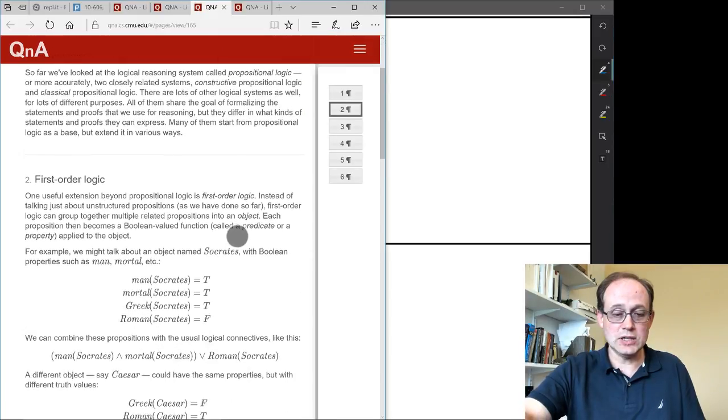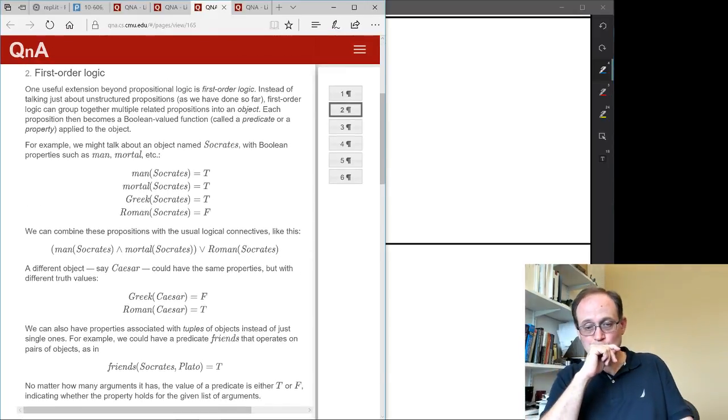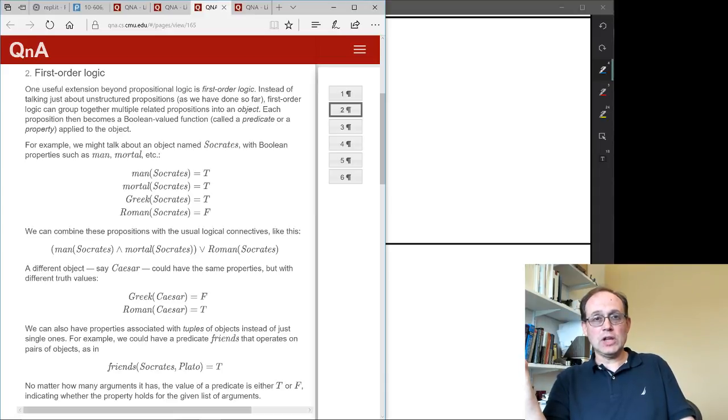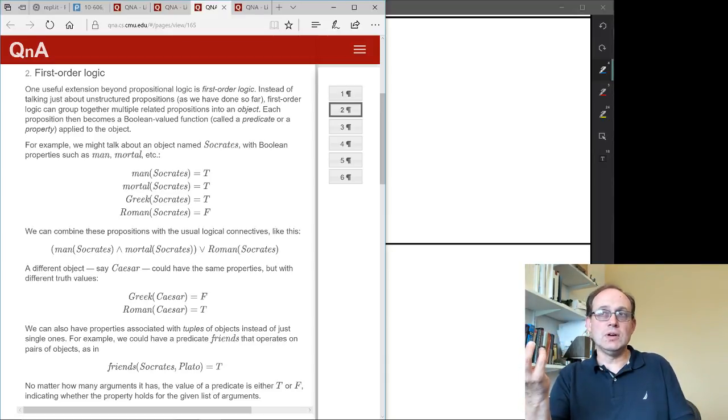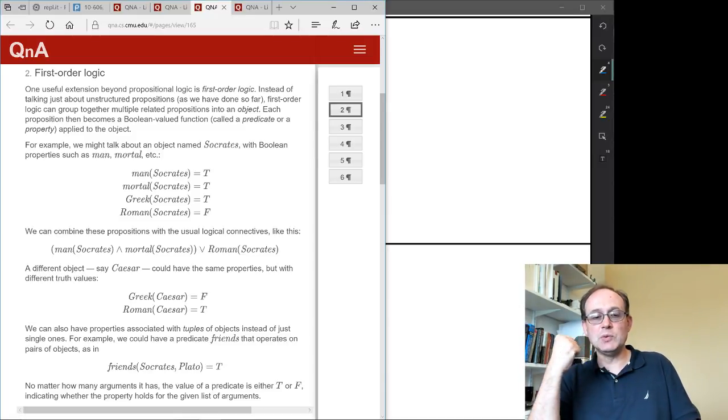So the first one is first-order logic. So first-order logic extends propositional logic with a new data type, a new class of thing called an object. So an object is something like a person, or a course at CMU, or a tuple in a database. The point of an object is to sort of store a bunch of related propositions and reason about them together. So for example, we could have an object named Socrates, representing the ancient Greek philosopher.